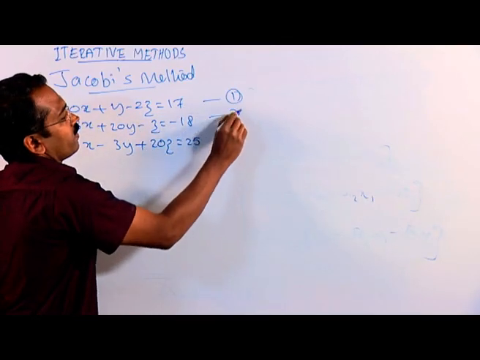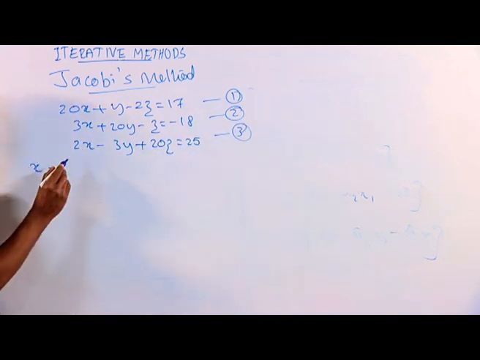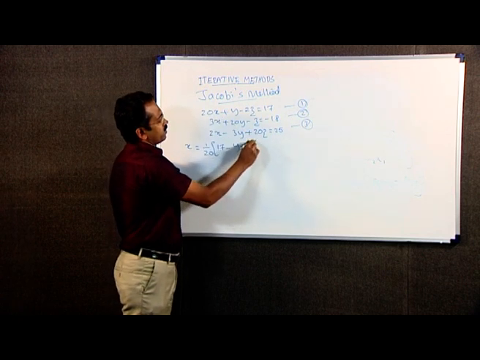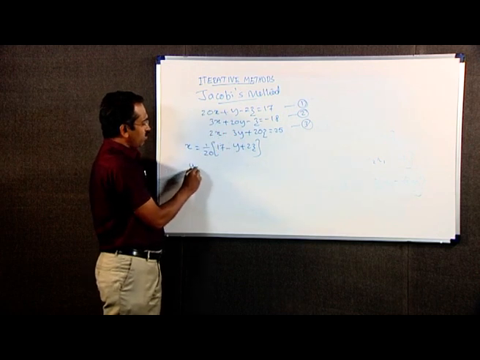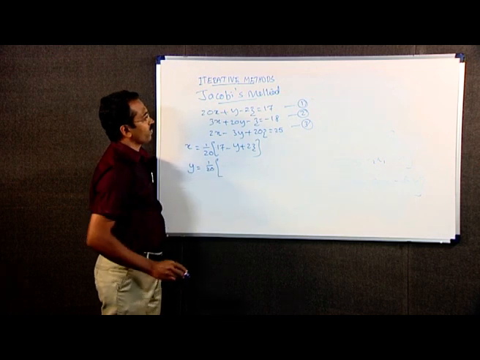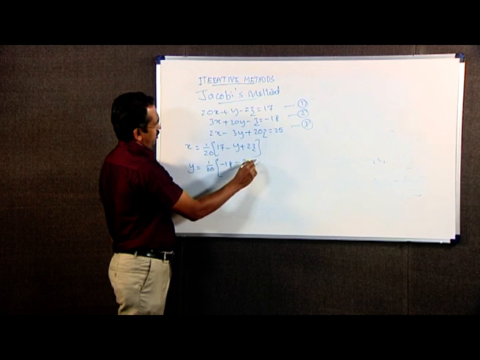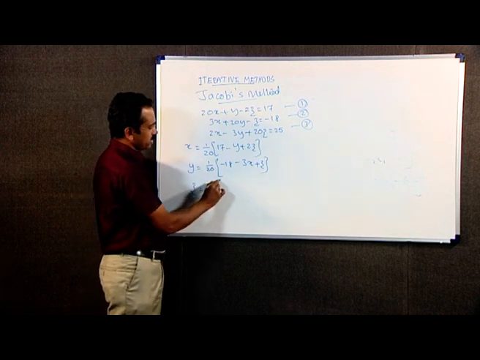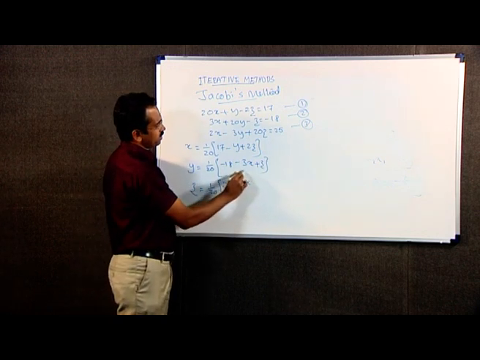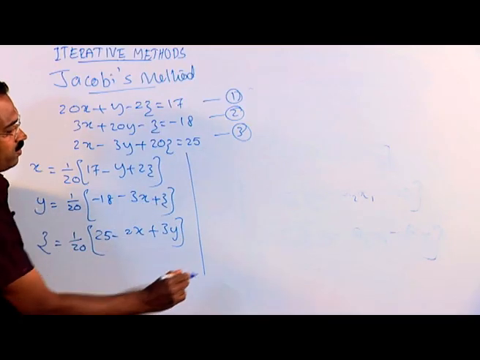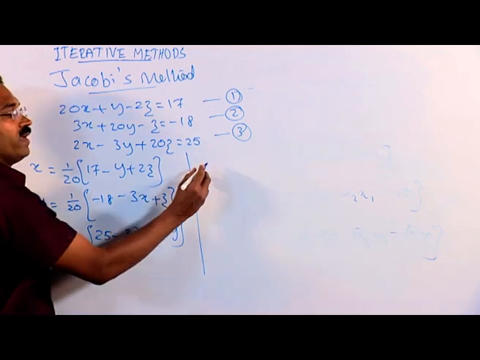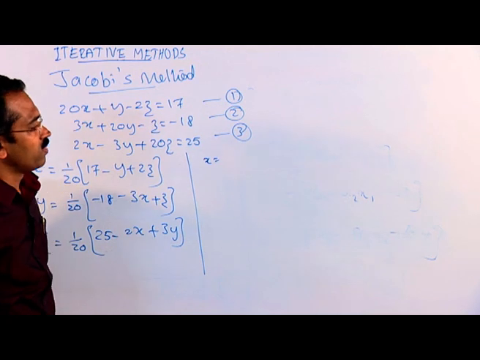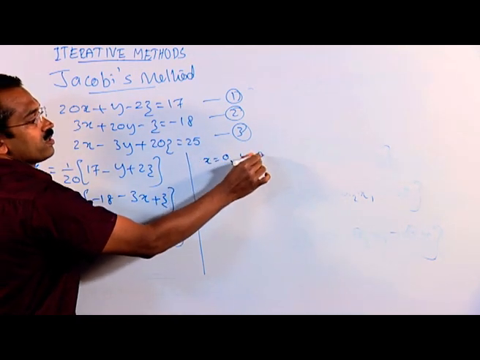From the first equation, we can write x is equal to 1 by 20 into 17 minus y plus 2z. From the second equation, y is equal to 1 by 20 into minus 18 minus 3x plus z. And from the third equation, we can write z equal to 1 by 20 into 25 minus 2x plus 3y. We will take the initial approximations as x equal to 0, y equal to 0 and z equal to 0.